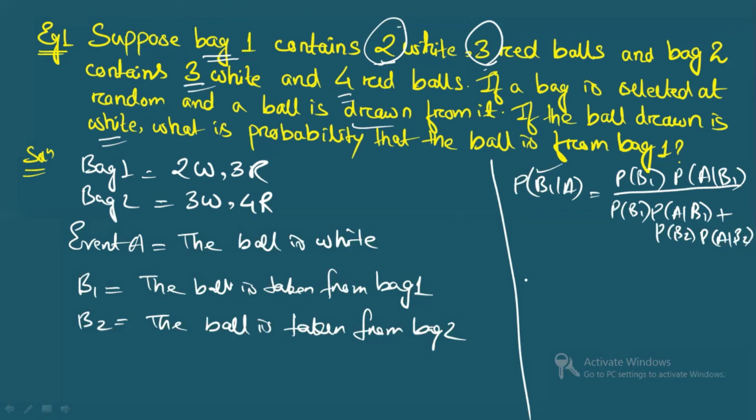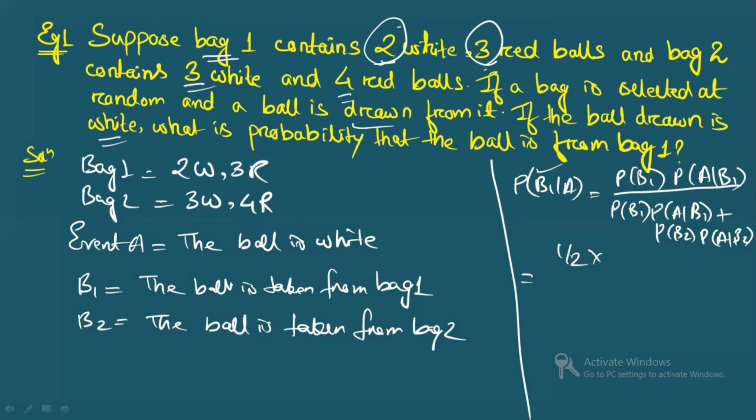Clear? So here, if you see the probability of B1, what will it be? You're having two bags, right? So in this case, the probability for B1 is half, and the probability for B2 is also half. So you will write here 1 by 2, into the probability of occurrence of A such that B1 has already been taken. So you see the ball is what? The ball will be white.